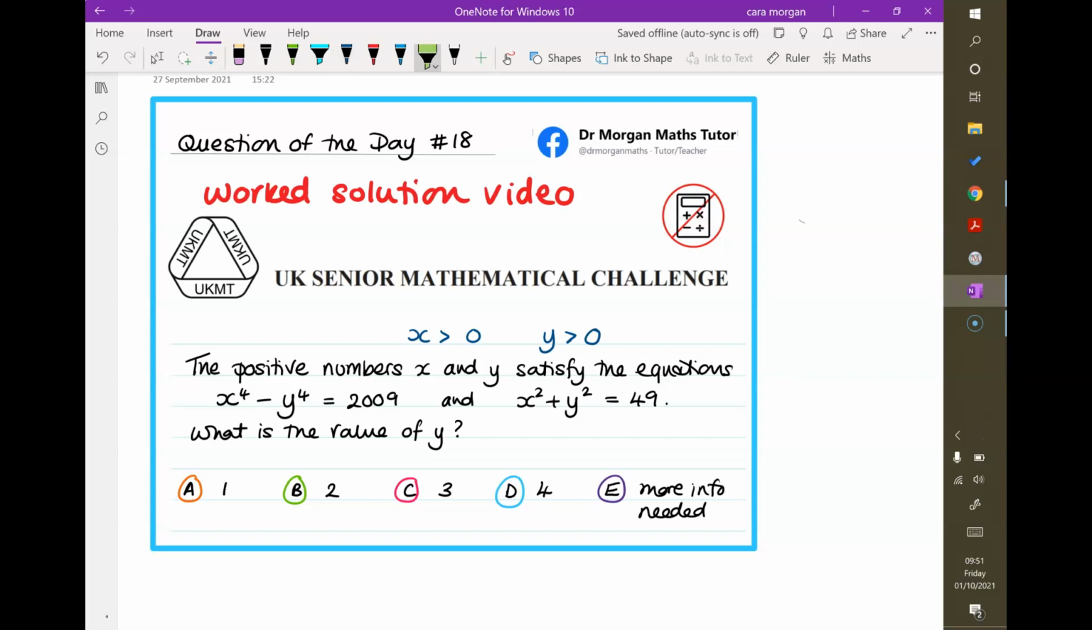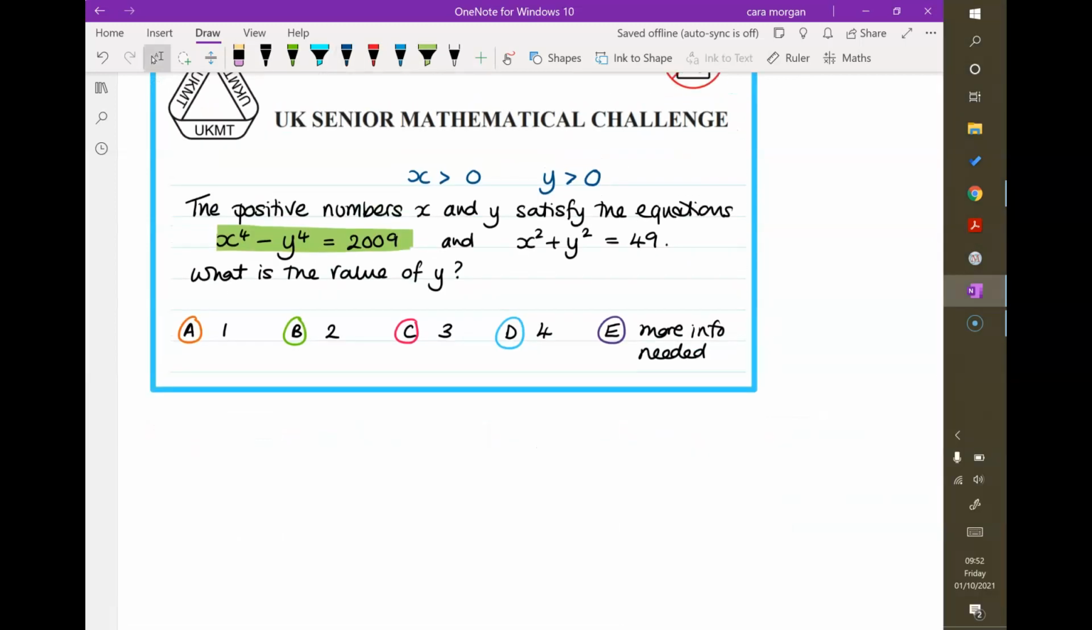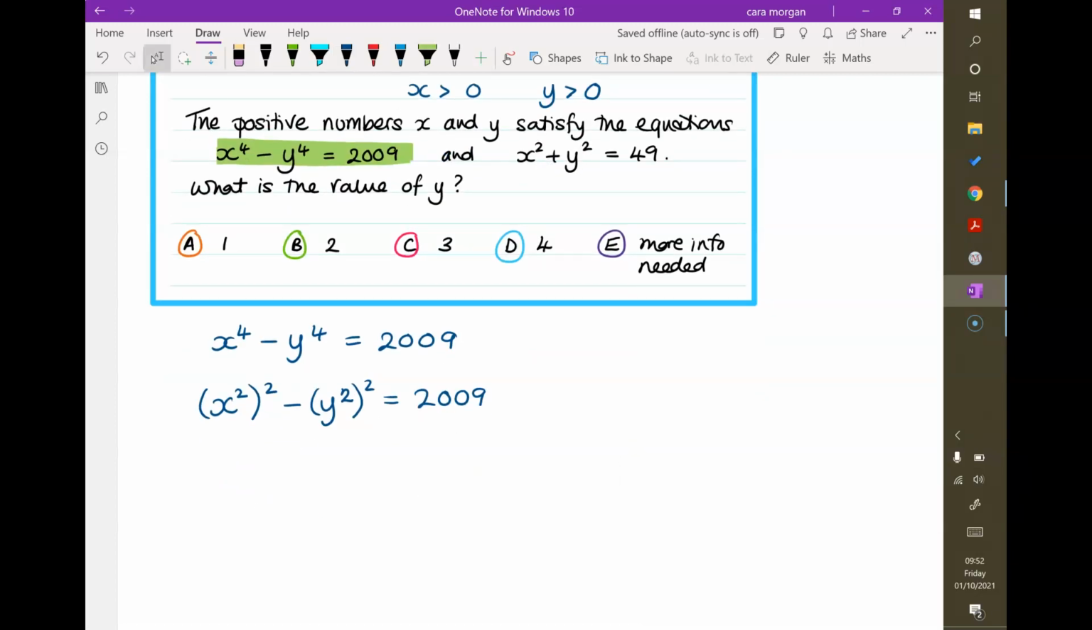Now when I look at that first equation, I think to myself, I can see the difference of two squares hidden in there. I really like the difference of two squares. If I start by writing down x to the power of 4 subtract y to the power of 4 is equal to 2009, I notice that x to the power of 4 is just x squared squared, and y to the power of 4 is y squared squared as well. That tells me it's the difference of two squares, if you hadn't noticed that already.